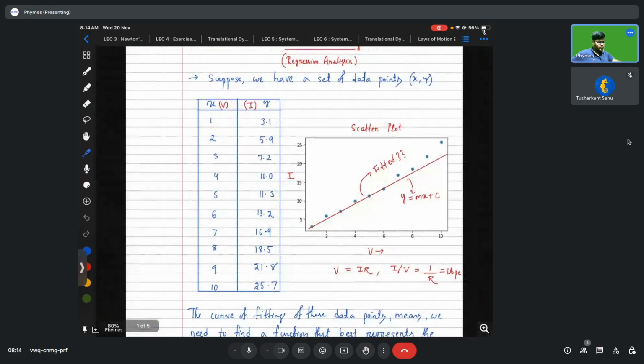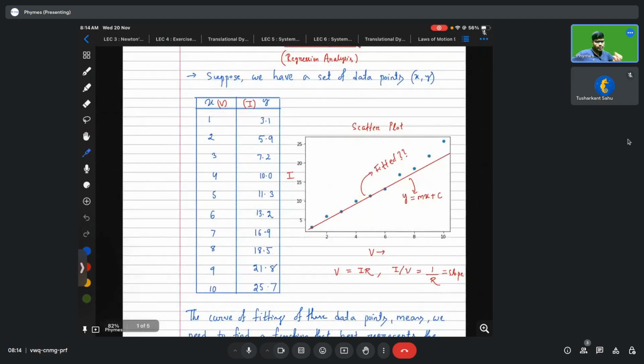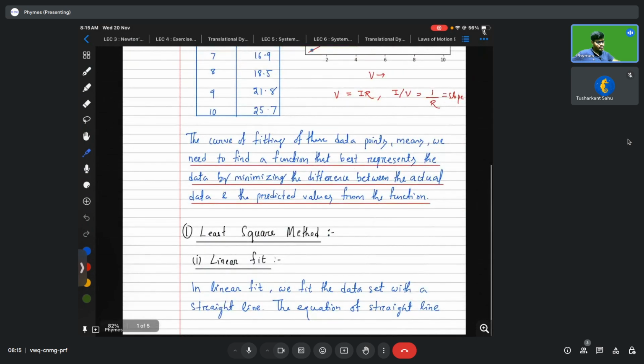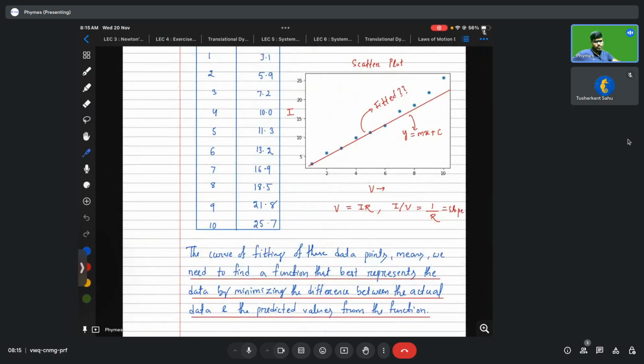But is that true? Is that the correct fitted curve for your data points? That may not be true, right? The actual fitted curve may not pass through any single data point. That is also a possibility. So we need to just minimize the difference between the actual data and the predicted values from this function that we are going to fit, right?